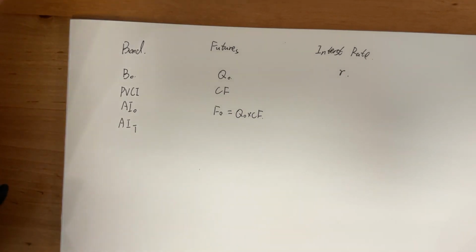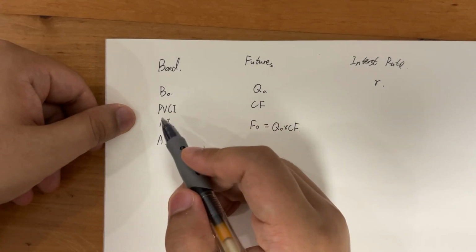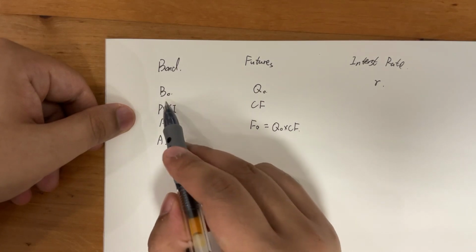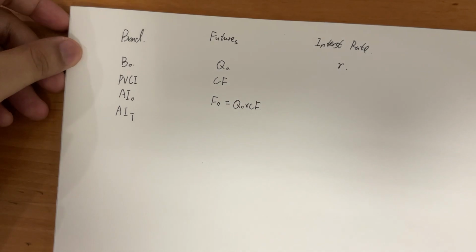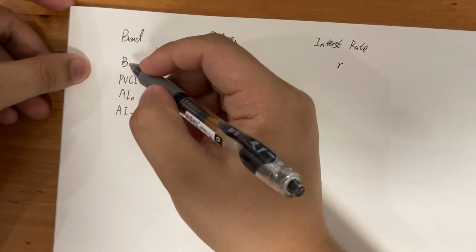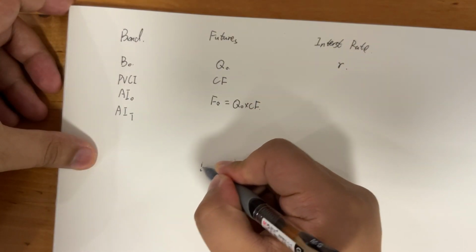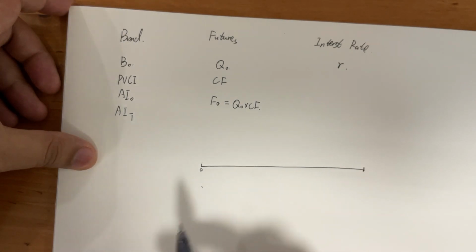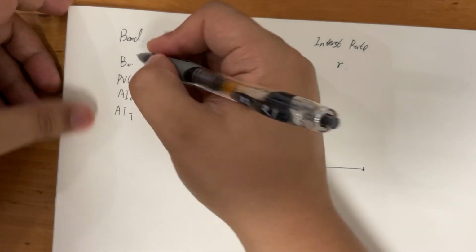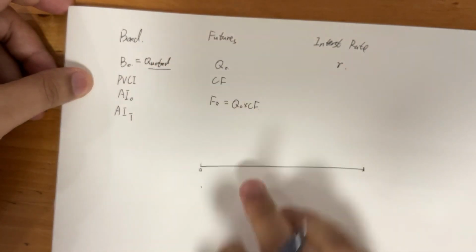First, let's make sense of what this means. For the bond, we have the specific price of that bond, so B for bond, and a zero for time zero. Let me clarify: B0 means the bond price at time zero, and B0 will be the quoted bond price at time zero.